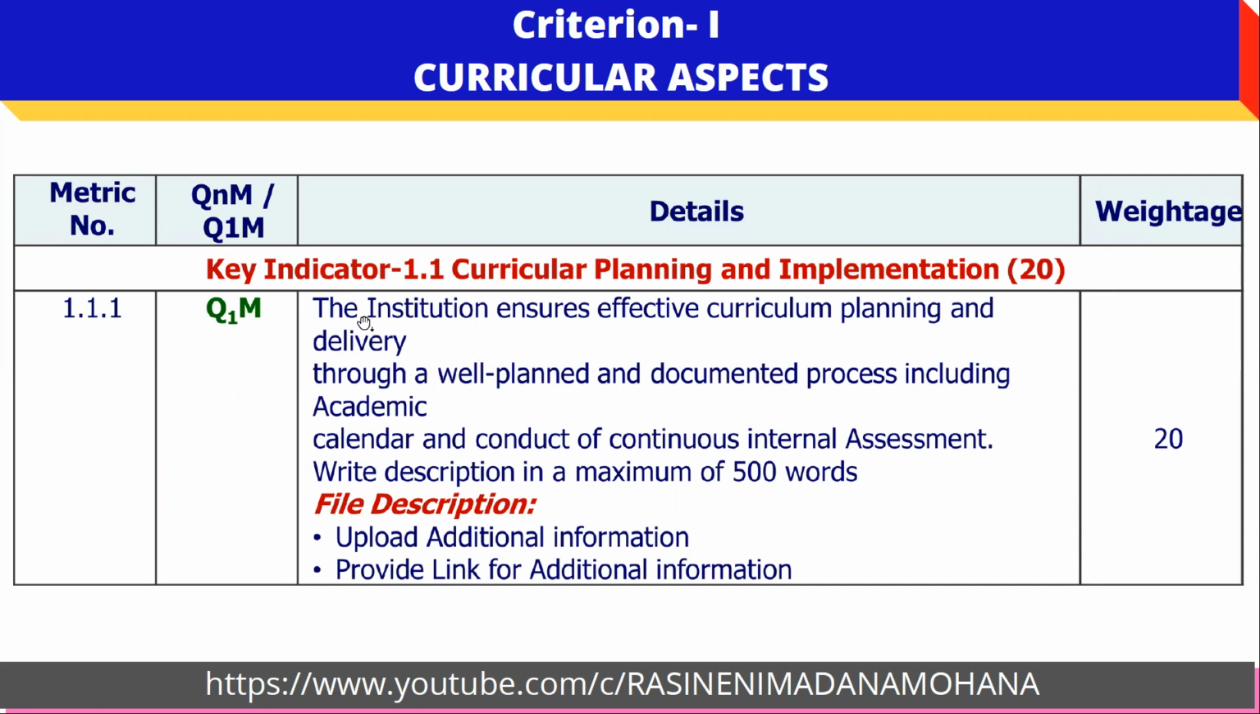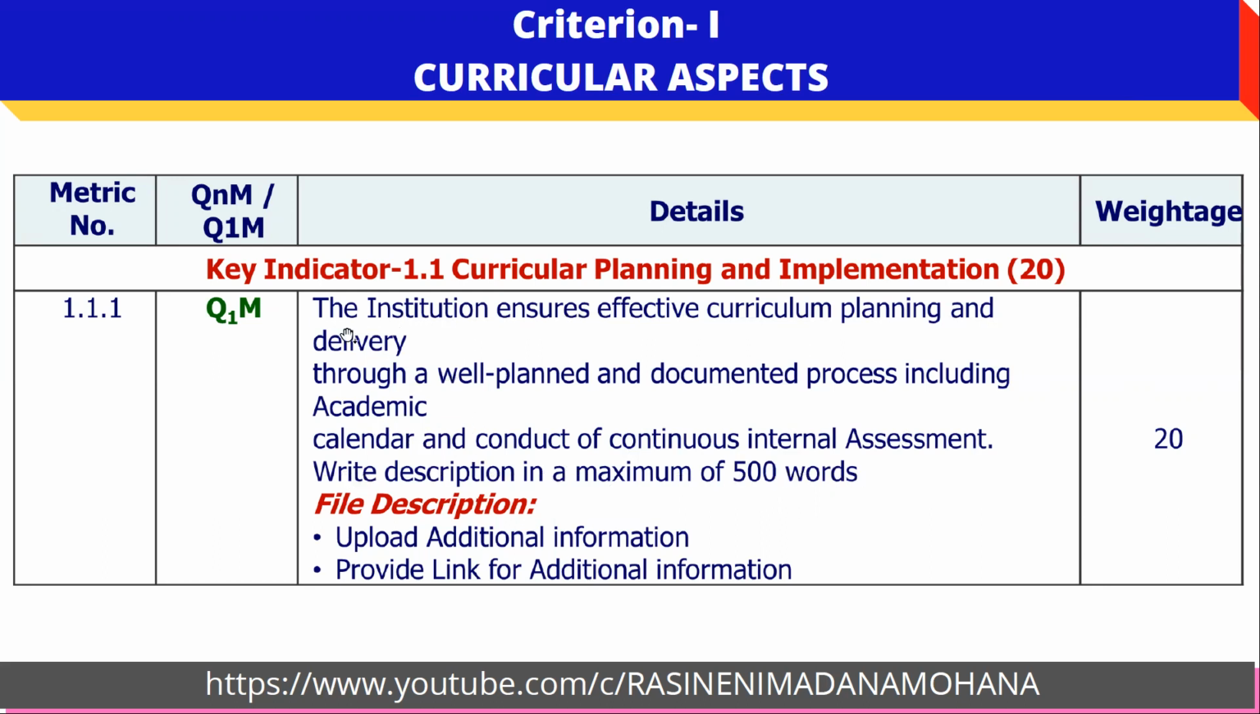This question is of type description; we have to provide a descriptive answer with a maximum of 500 words. The question is: the institution ensures effective curricular planning and delivery through a well-planned and documented process, including academic calendar and conduct of continuous internal assessment. This is the question actually. For this, you have to write the answer with a maximum of 500 words.